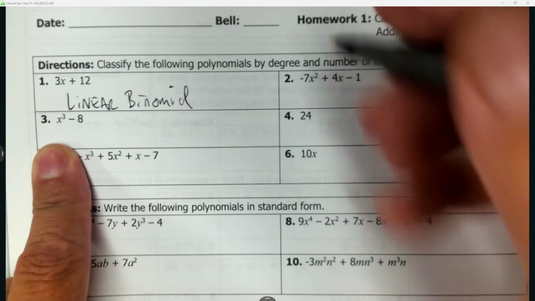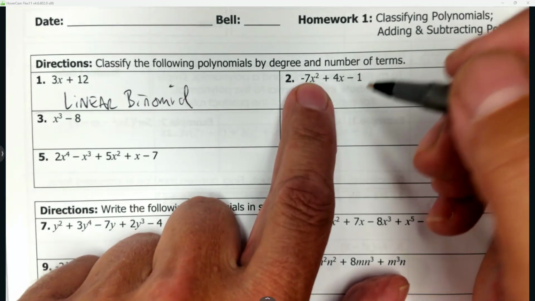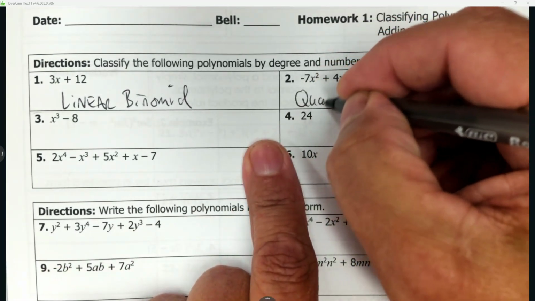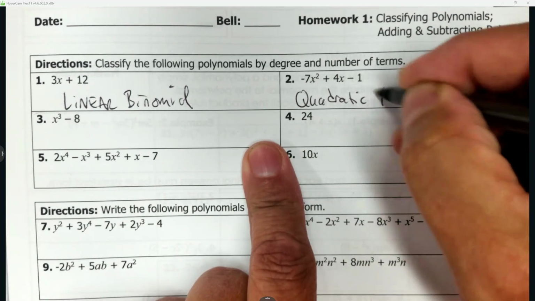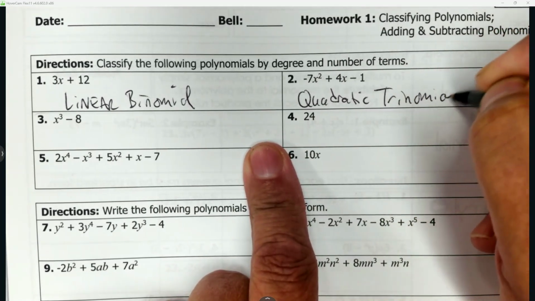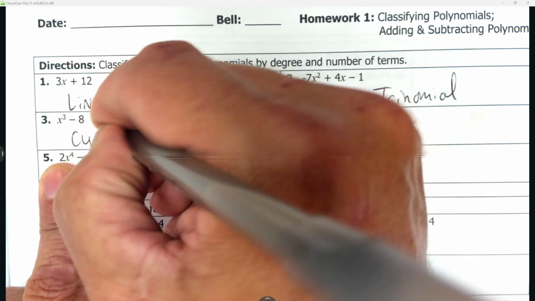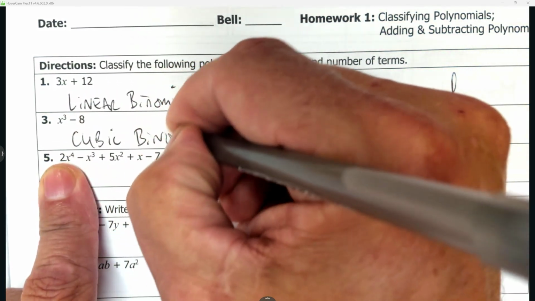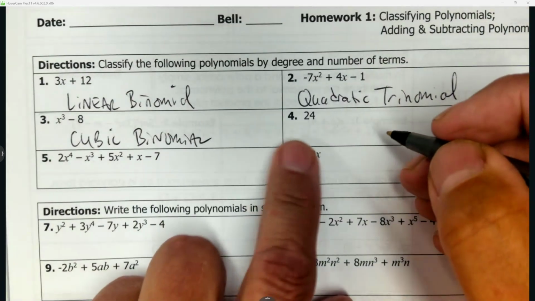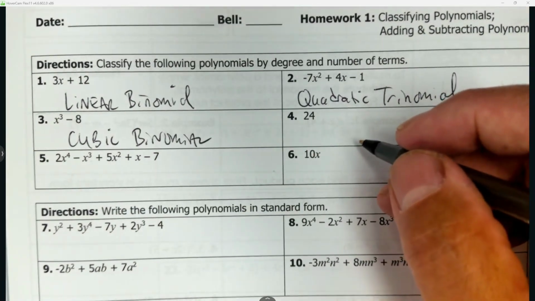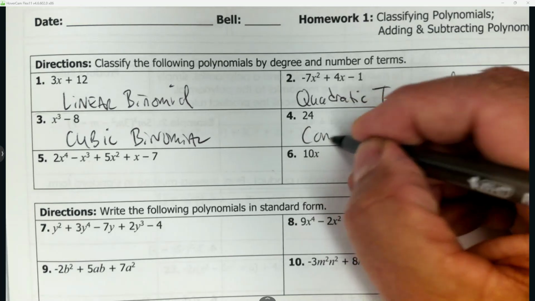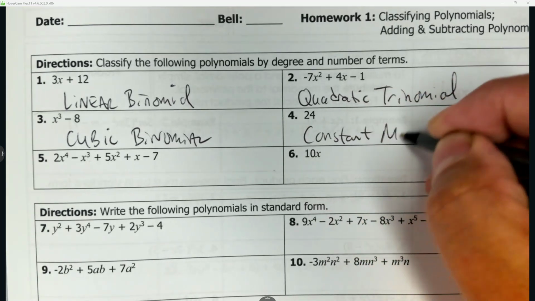Number 2, the degree, the greatest exponent is 2. It's a quadratic. And then count how many terms there are, and there's 3, so it's a trinomial. Here, the greatest exponent is 3. It's a cubic. 2 terms, so it's a cubic binomial. Here, the greatest exponent, I don't even see a letter, it's 0. It's called a constant, and there's 1 term, so it's a constant monomial.